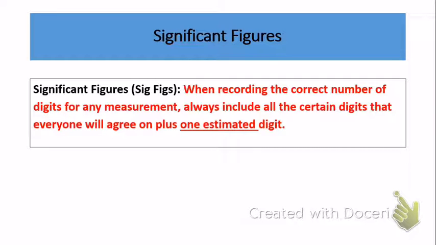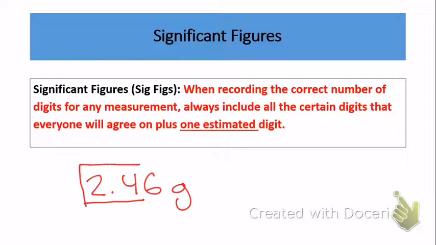So for instance, let's say I put down a measurement value from a lab. Let's say that I measured the mass of some object and it turned out to be 2.46 grams. Now, these two digits that come first, the 2 and the 4, are going to be known as our certain digits. That means that everyone should agree that the object has a mass of at least 2.4. But the digit that I'm underlining here, the 6, is our estimated digit. That is the last digit, and that is the digit that we may not agree on.